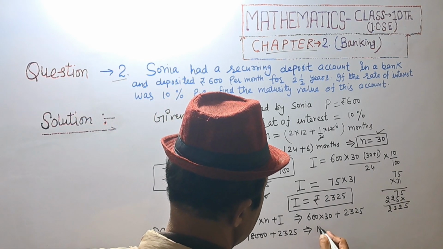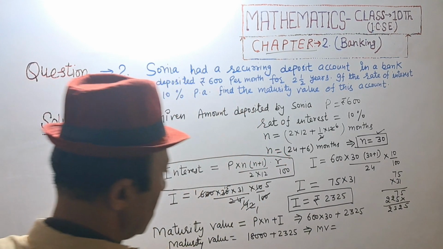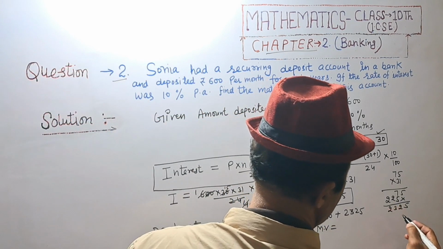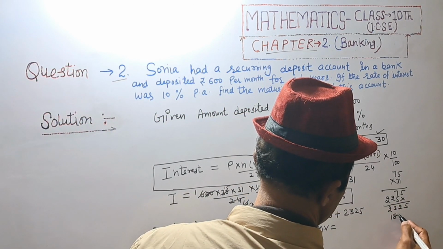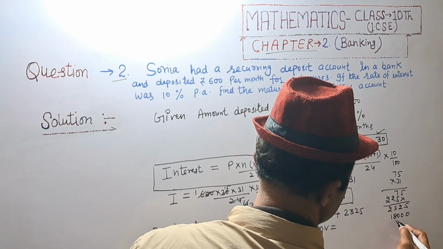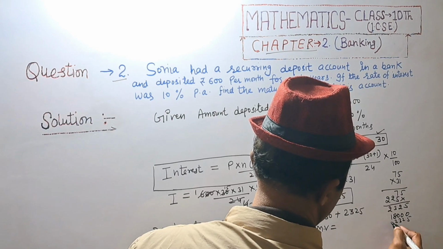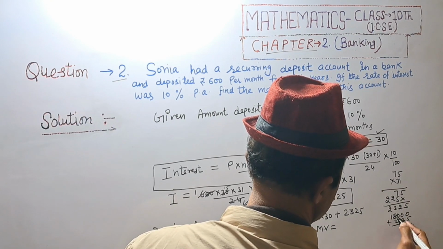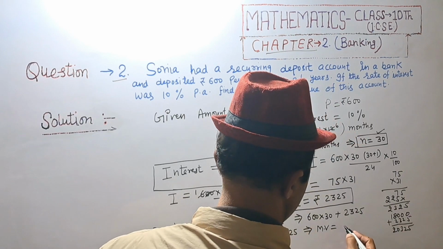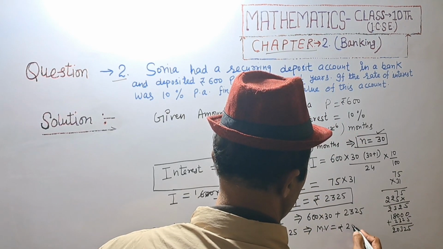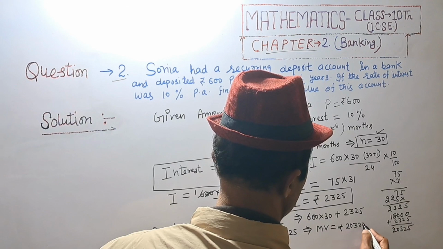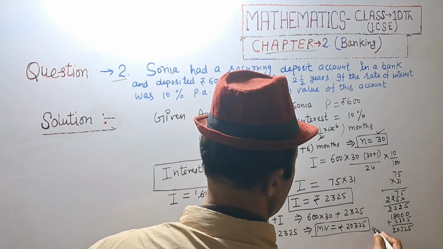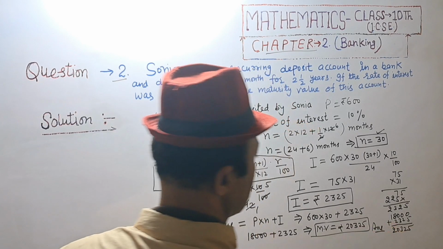Which implies maturity value is equal to 18,000 plus 2325, which is rupees 20,325. Answer.